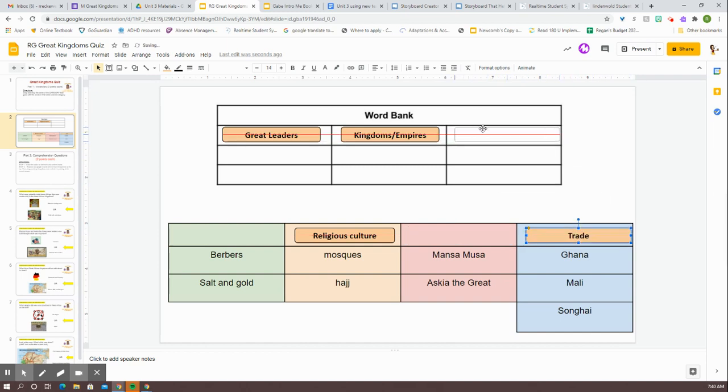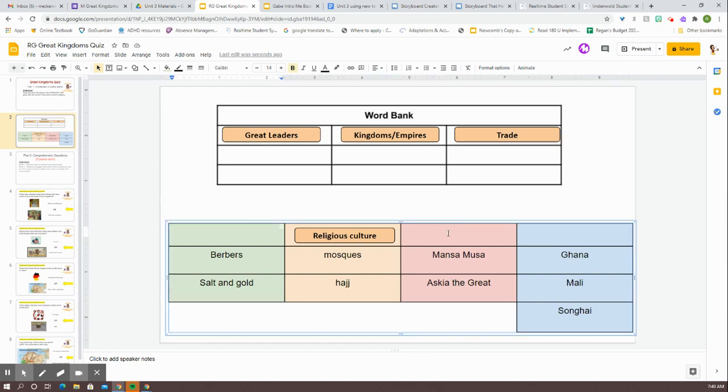All right, each color will have 1 category name. So 1 for green, 1 for pink, and 1 for blue. Let me know if you have any questions.